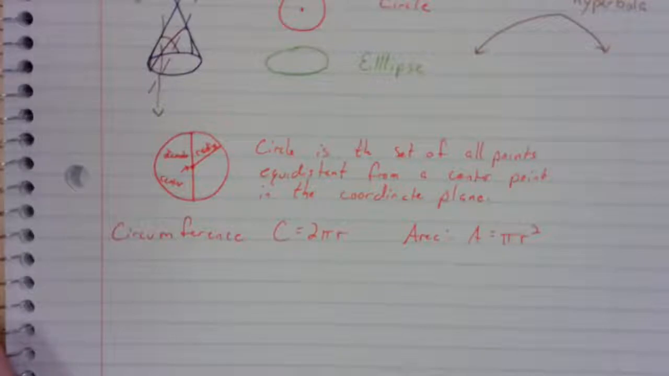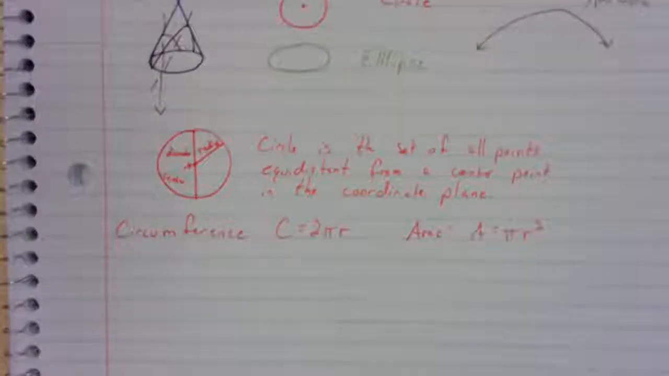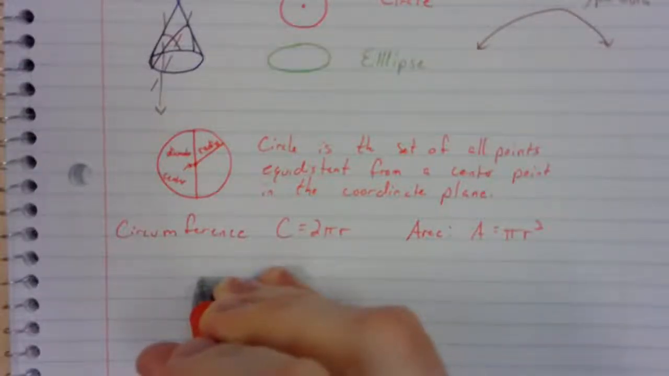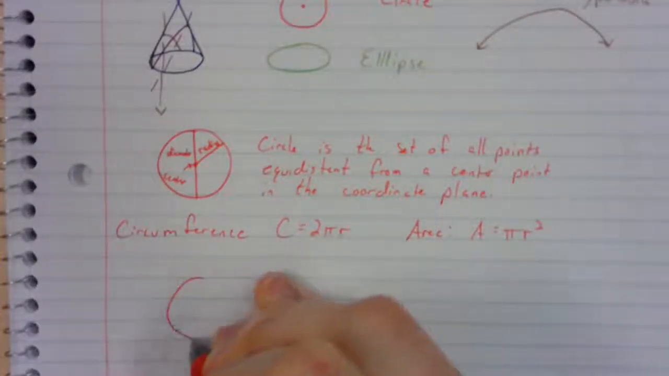All right. So what we're going to do is we're now going to derive the equation of a circle in the coordinate plane. So again, I'm going to draw another beautiful and perfect circle. I know, you're impressed. I get that.